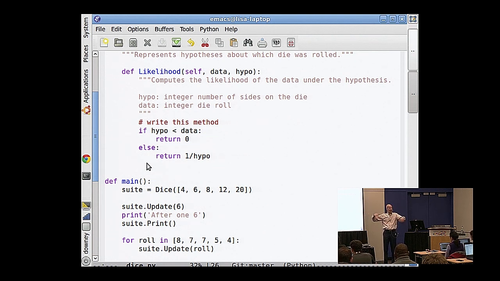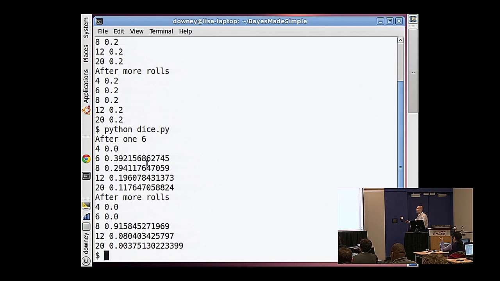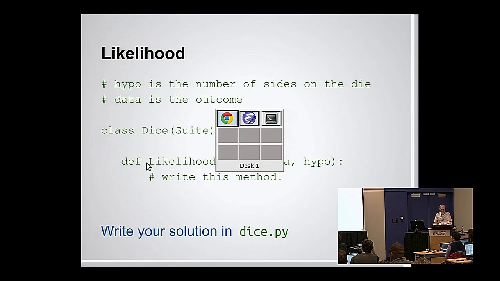And now, in the same way that the spirit of the good Reverend Thomas Bayes comes from the grave and does all the math for you, he also does computation. So if we now run this, the outcome after seeing 1, 6 is that the four-sided die now has posterior probability 0. That makes sense. That hypothesis has been ruled out. So the posterior is 0. The 6-sided die is looking quite likely, about 39%. I'll switch over to my slides because they're a little bit more readable.